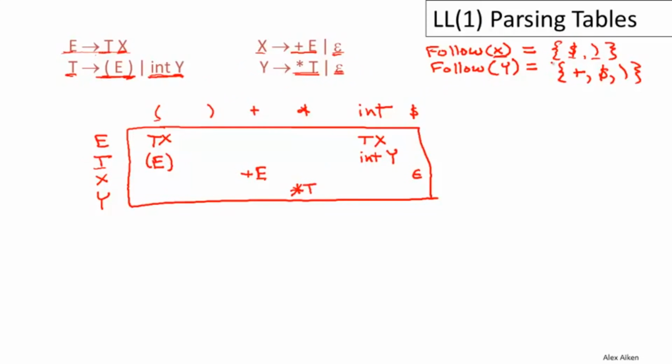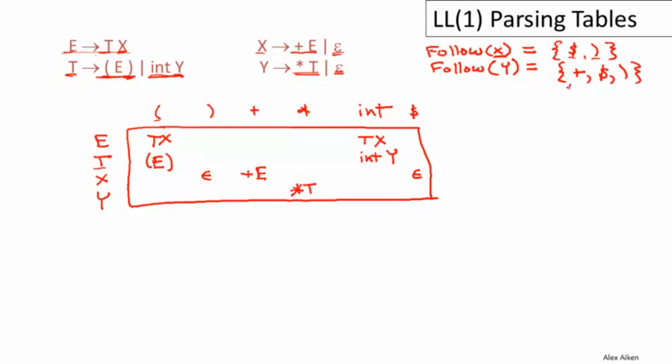And the other situation where the follow set tells us to use X goes to epsilon is if there's a closed paren on the input, because the X cannot generate a closed paren by itself, but hopefully some other symbol that's on the stack will be able to generate it once we get rid of the X. So we should also use X goes to epsilon in this situation.